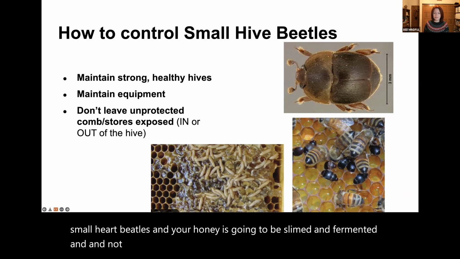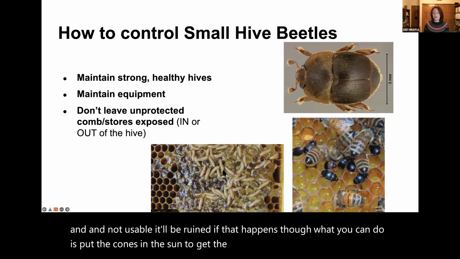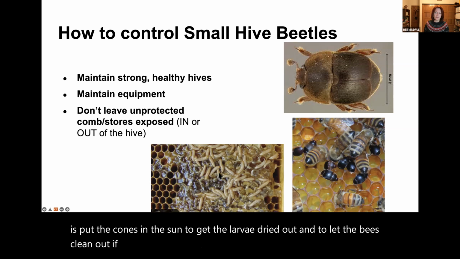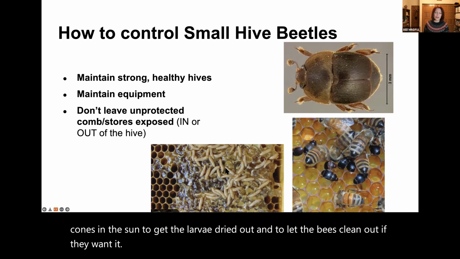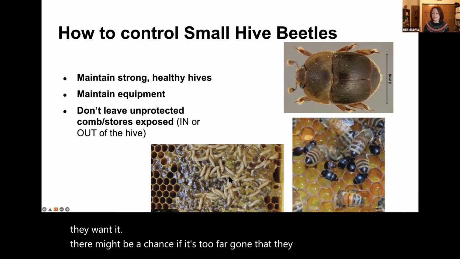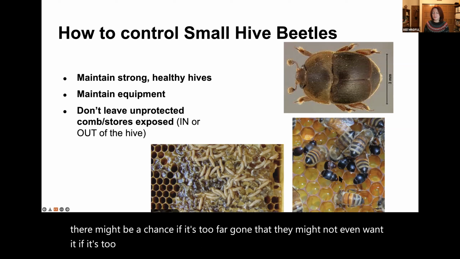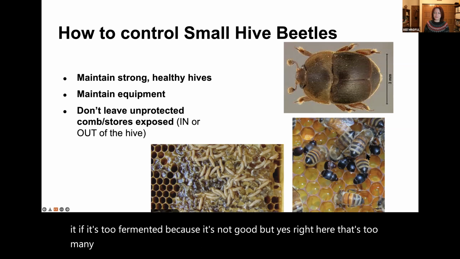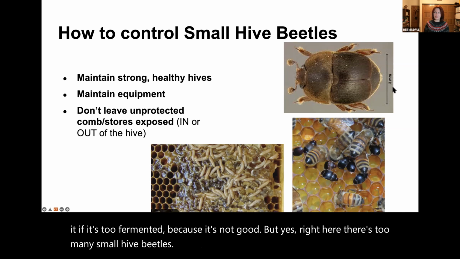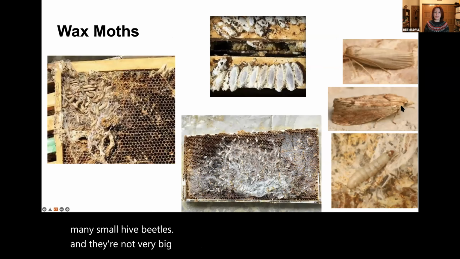It'll be ruined. If that happens though, what you can do is put the combs in the sun to get the larvae dried out and to let the bees clean out if they want it. There might be a chance if it's too far gone that they might not even want it if it's too fermented because it's not good. But yes, right here, that's too many small hive beetles. And they're not very big, they're 3 millimeters.